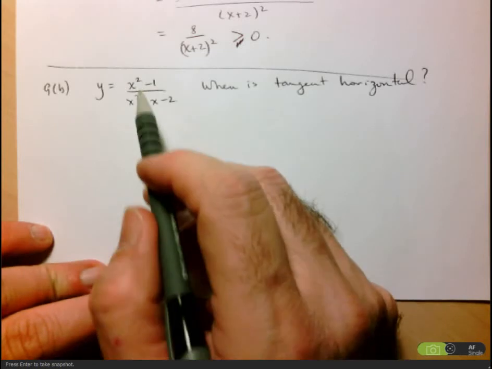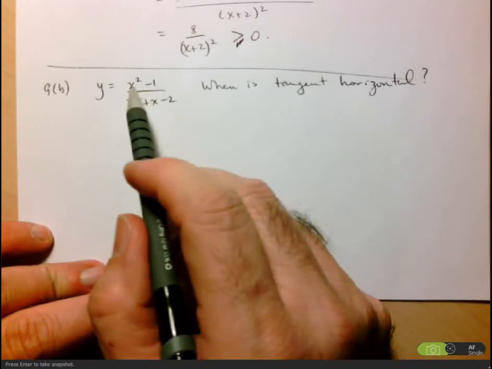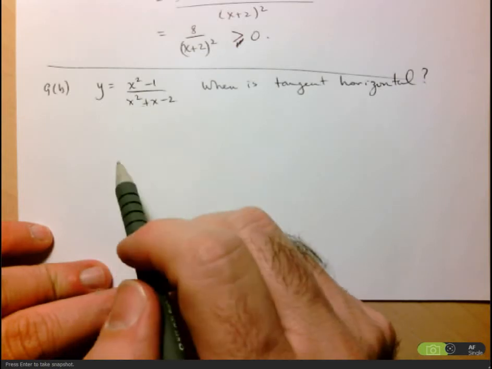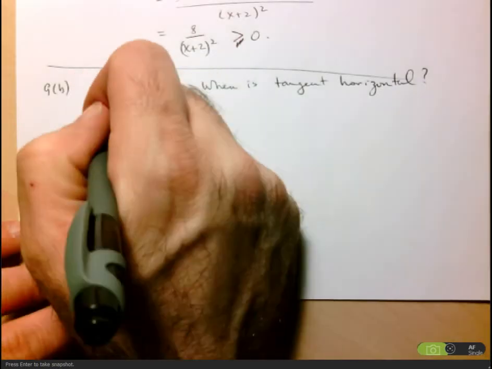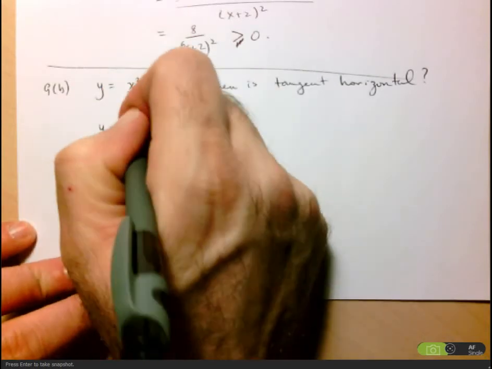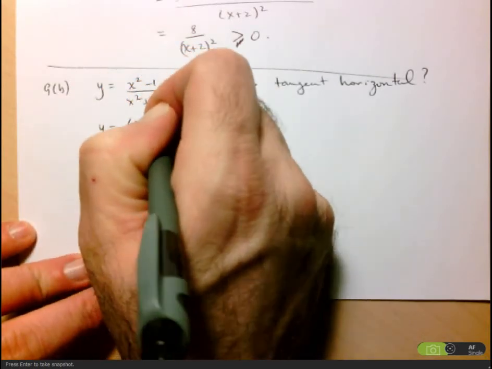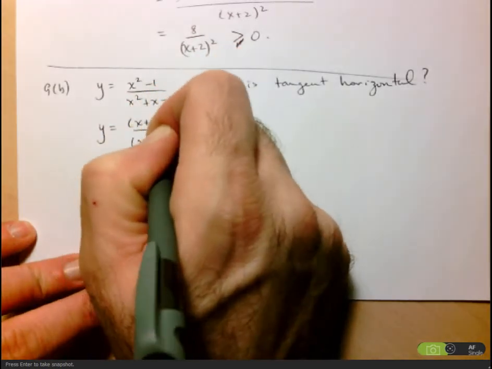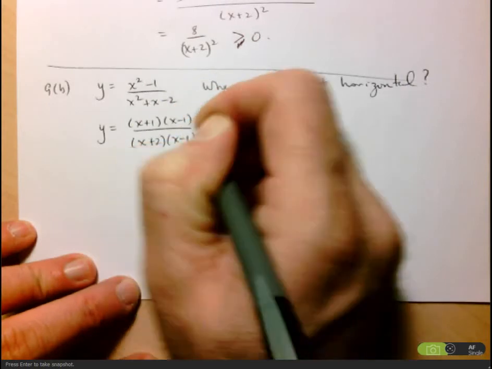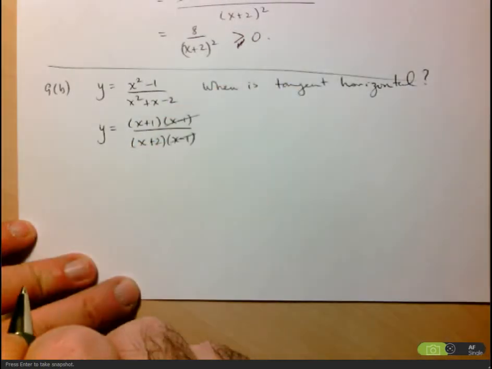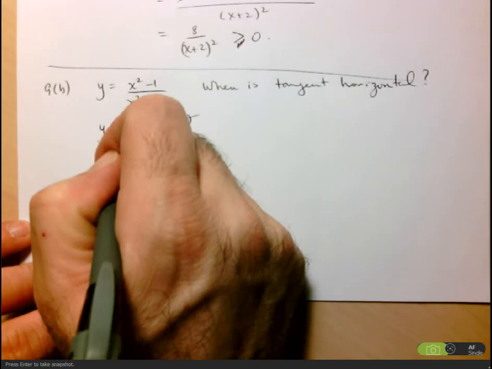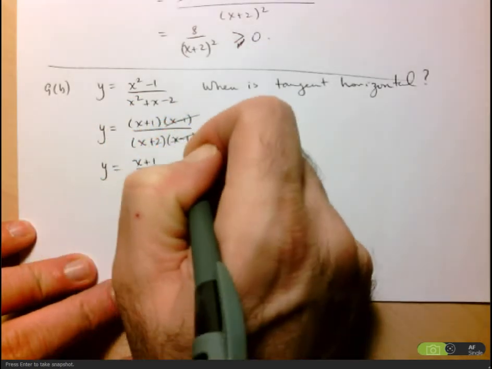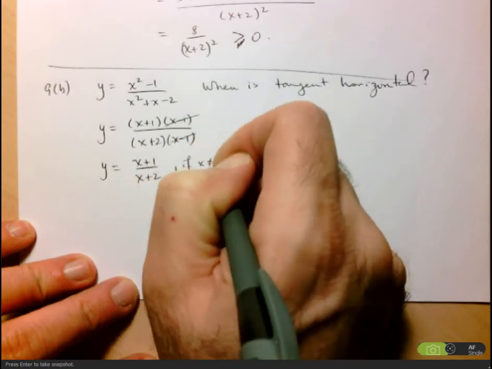Now, you can work with this function as is, but if you take a look, x squared minus 1 is nice and factorable, and so is the denominator. So it'll be interesting to see if this actually simplifies. And when we factor everything out, we see that it indeed does simplify. Here we have x plus 2 and x minus 1. The x minus 1's reduce, so we're left with y equals x plus 1 over x plus 2, if x is not equal to 1.